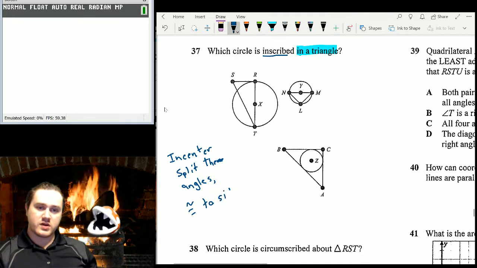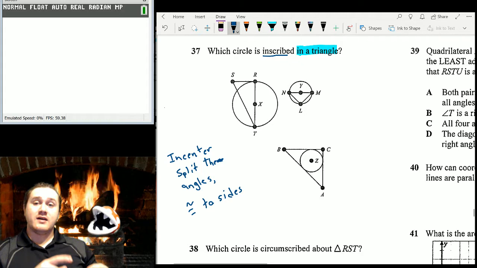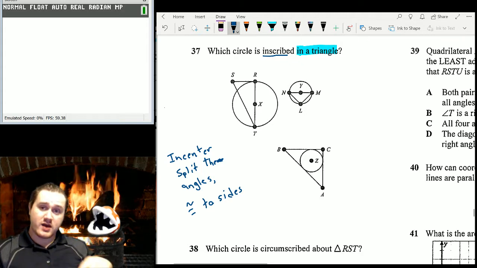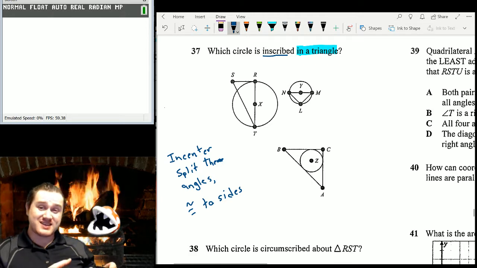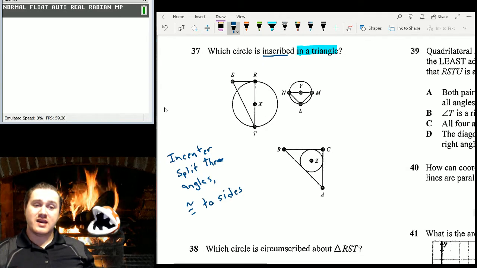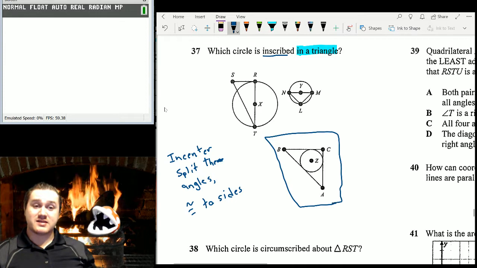So what that's really saying is that we want something that is congruent to all the sides from that center point. The best thing we know that's congruent all the way around is a circle. From the center of the circle to the sides would be the same. There's only one of these where the center to the sides is the same, and that's the circle that is in the triangle. So our answer on this one would be circle Z.